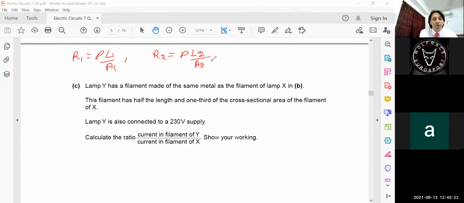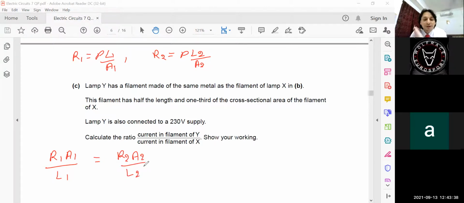You can equate this equation and you can write here R1 multiplied by area A1 divided by L1 equal to R2 multiplied by area A2 divided by length L2. So now apply this equation. Now, children, you are thinking, so where is the current? How will you find out the value of current? So the current equation is not included in this, but you know, R is given by voltage divided by current.